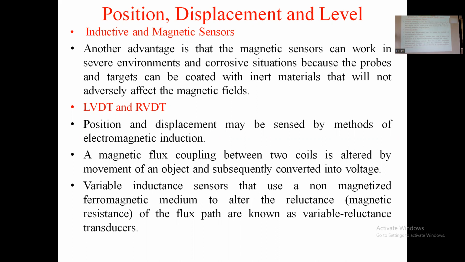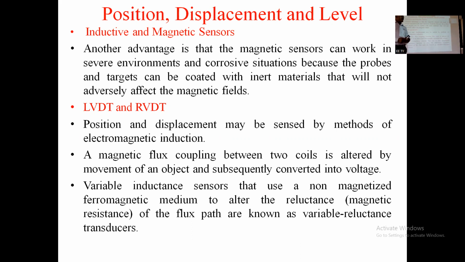So similarly, this principle can be used in case of LVDT and RVDT. So in that, the variable inductor sensor uses a non-magnetic ferromagnetic medium to alter the reluctance of the flux path, and so it is called a variable reluctance type of transducer.